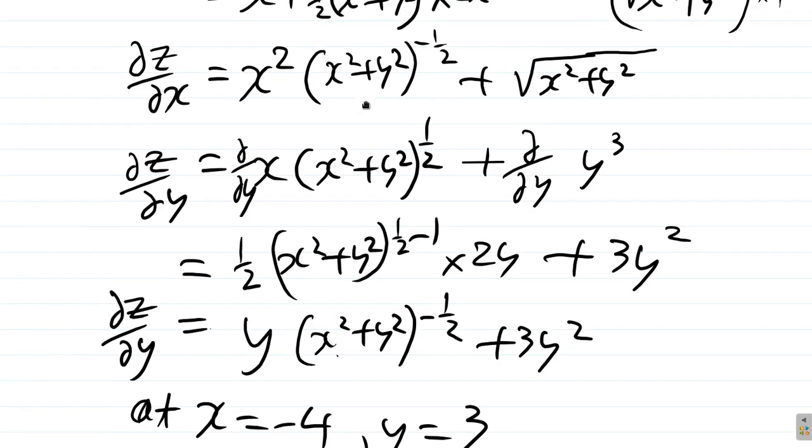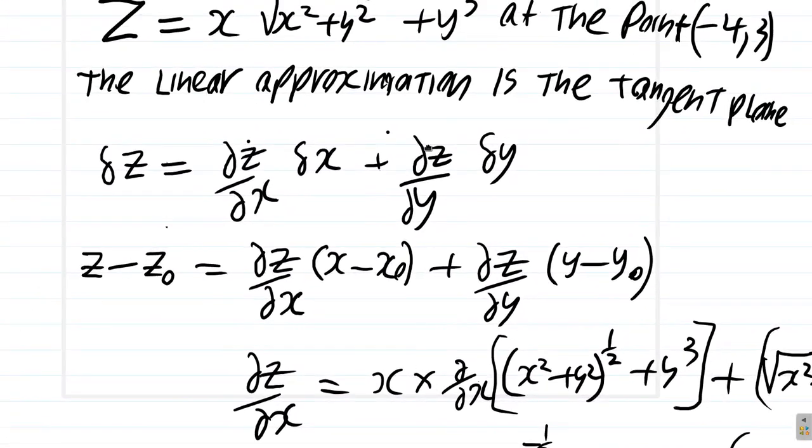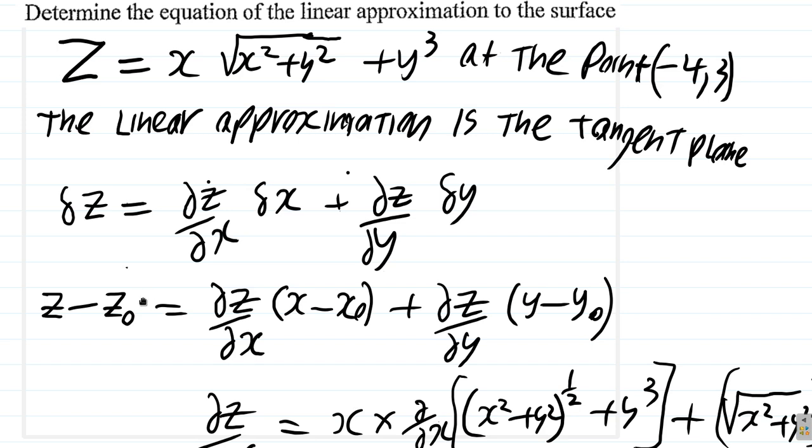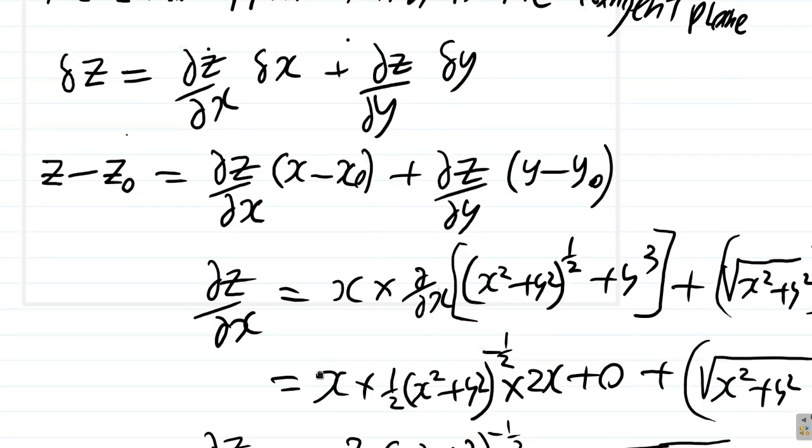You're given the question. This is the formula for a surface, and you should find the linear approximation at the point negative 4, 3, same as the equation of the tangent plane. Remember that change in z equals the rate at which z changes with x times a change in x, plus the rate at which z changes with y times a change in y. So you differentiate to find the rate at which z changes with x.